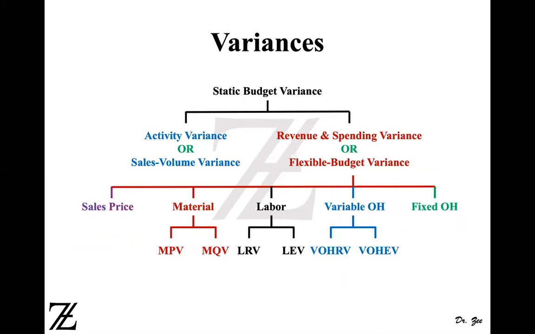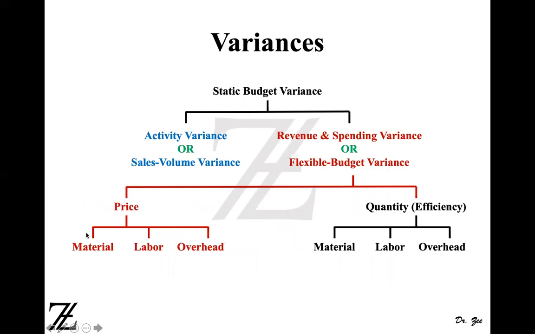From the revenue and spending budget or variance, you can have a sales price variance, a material variance, a labor variance, a variable overhead variance, and a fixed overhead variance. They all are driven from the revenue and spending variance. From material, you have material price and quantity variance. From labor, you have rate variance and efficiency variance, variable overhead rate variance, and variable overhead efficiency variance. So these three, that's what we are going to discuss in this video.